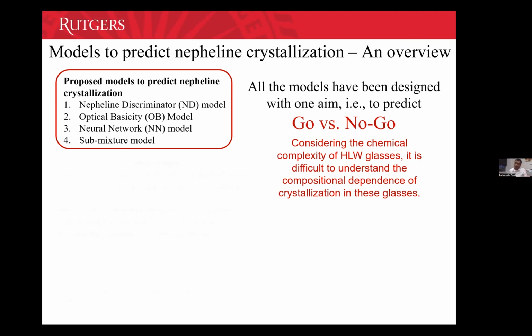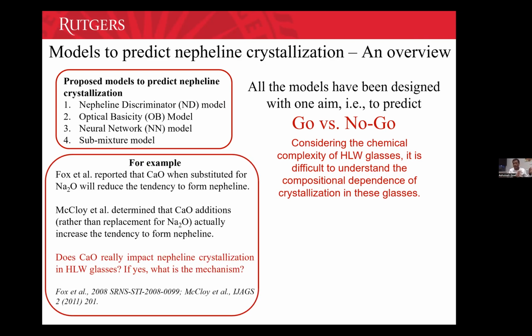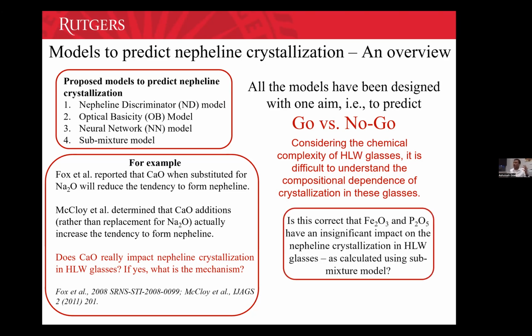So in that case, for a lot of compositions, these models fail. It will tell you that, okay, for this composition, I do not expect nepheline, but then actually nepheline shows up. Or on the other side, these models will predict that for this composition we expect nepheline to show up, but actually nepheline doesn't show up, right? So what is it that we are looking for?